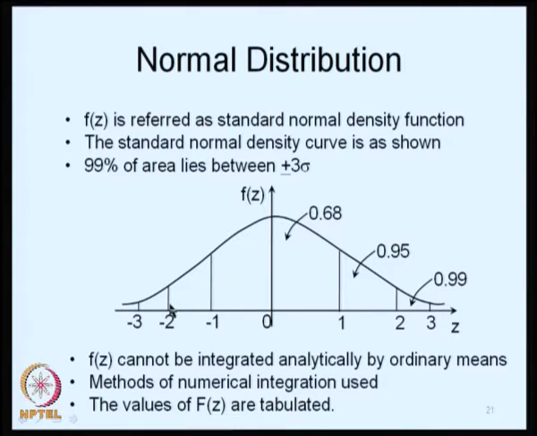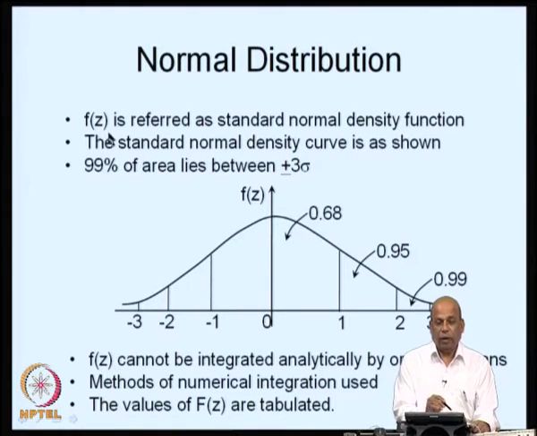Let us look at how the standard normal distribution looks. The f(z), which is the PDF of Z, is referred to as the standard normal density function. If you plot the standard normal density function, it looks like this. It is perfectly symmetrical about Z is equal to 0.